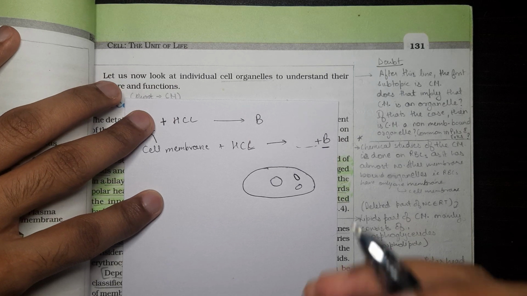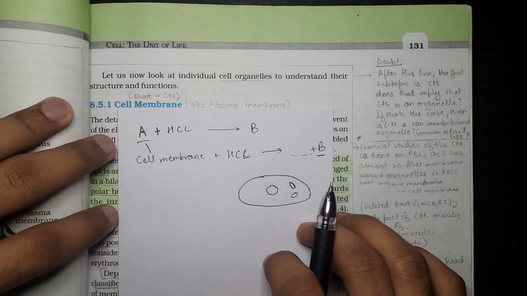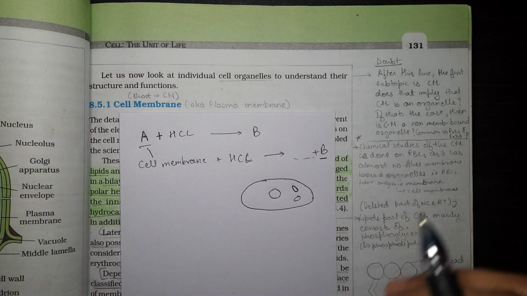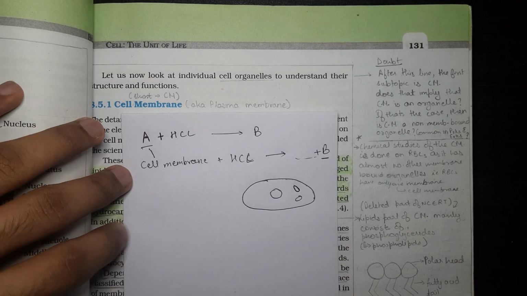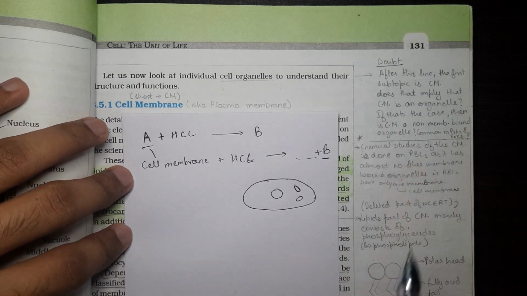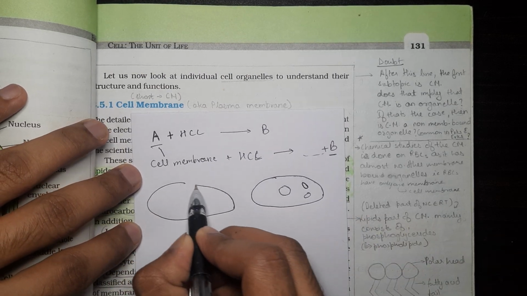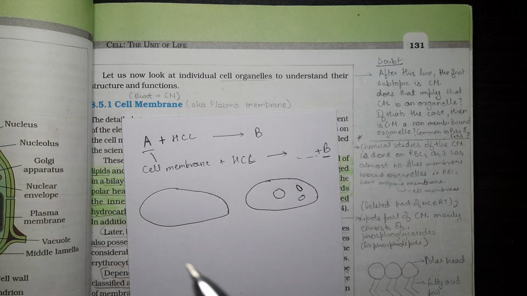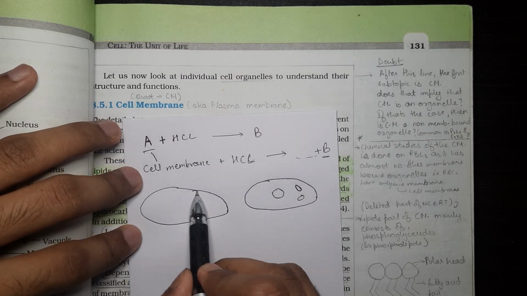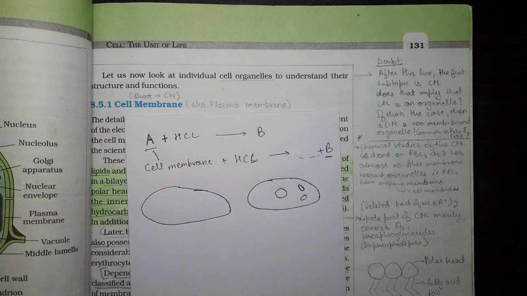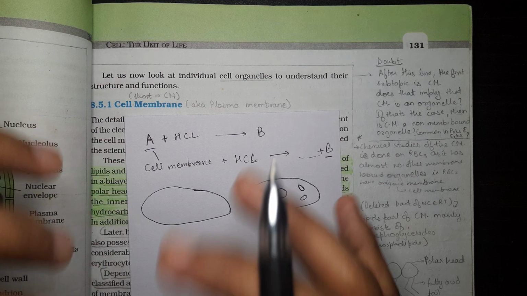So what would you do if you want to study the structure or composition of plasma membrane? Would you choose a cell that has other membrane bound organelles within it, or would you choose a cell that does not have any membrane bound organelles within it? You would obviously choose a cell that does not have that many membrane bound organelles within it, right? So that you can get a more accurate description of the plasma membrane.